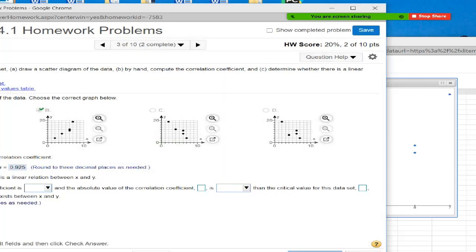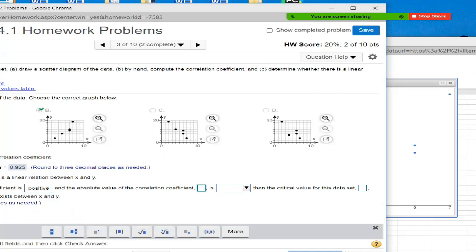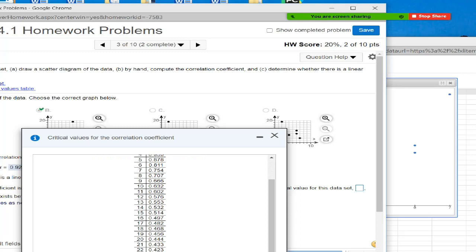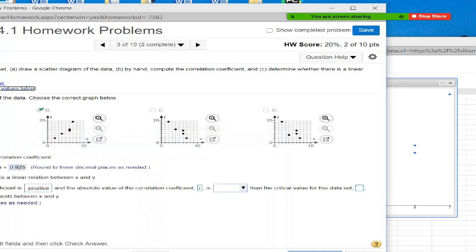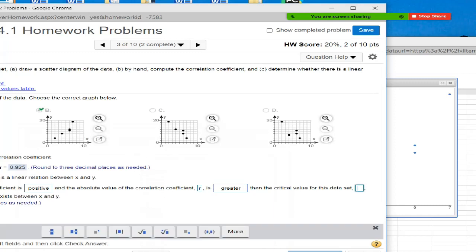And finally, the correlation coefficient is positive, and the absolute value of the correlation coefficient, I think they want R is, let's see, is it greater than, let's look at the critical values. Okay, so N is, we have 1, 2, 3, 4, 5 different data points. So for N is 5, 0.878 is our critical value. And therefore our R is greater than the critical value for this data set.